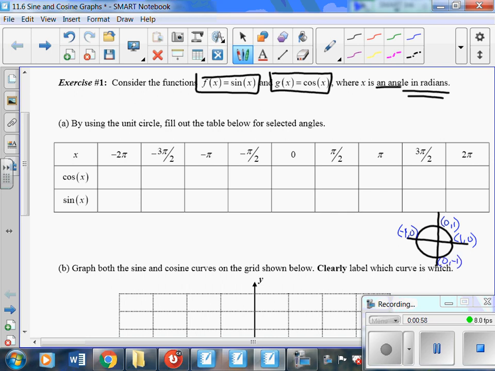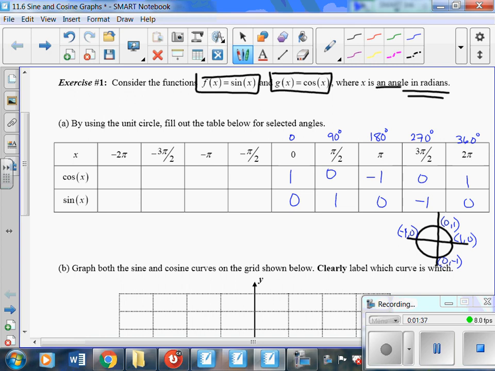So I'm going to start with 0, because my cosine, remember, is my x value and my sine is my y value. So this is 0, this is 90, this is 180, and these you should know, this is 270, and this is 360. So at pi over 2, we have 0 and we have 1. At pi, we have -1 and 0. At 270, we have 0 and -1. And at 360 should be the same as 0, which is 1 and 0.